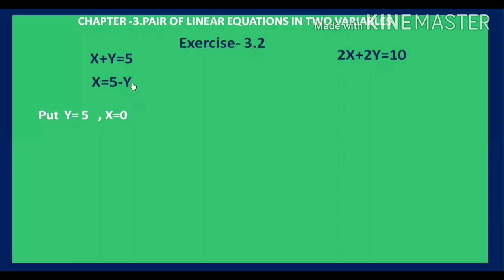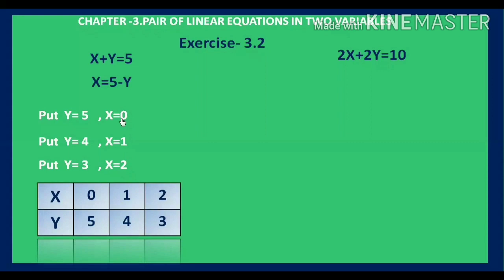So y equals 5, x equals 0; y equals 4, x equals 1; and y equals 3, x equals 2. You can put any values for x and y. We put them in the table, so we get 0, 5; 1, 4; 2, 3. These points came. So these are the solutions for the first equation.